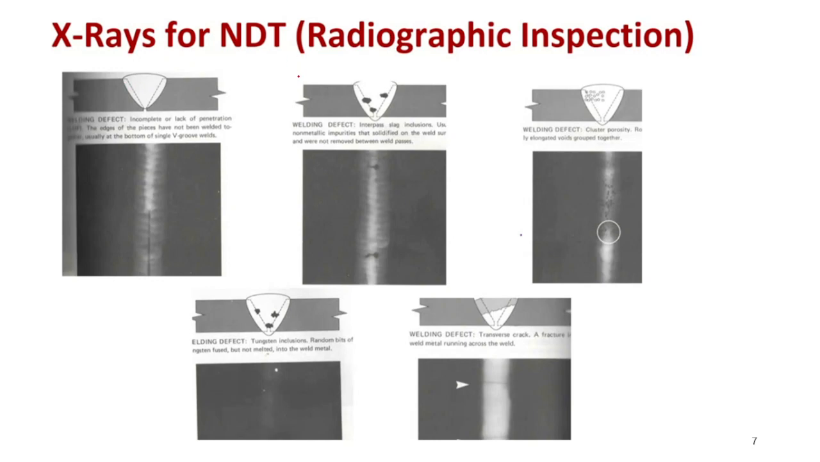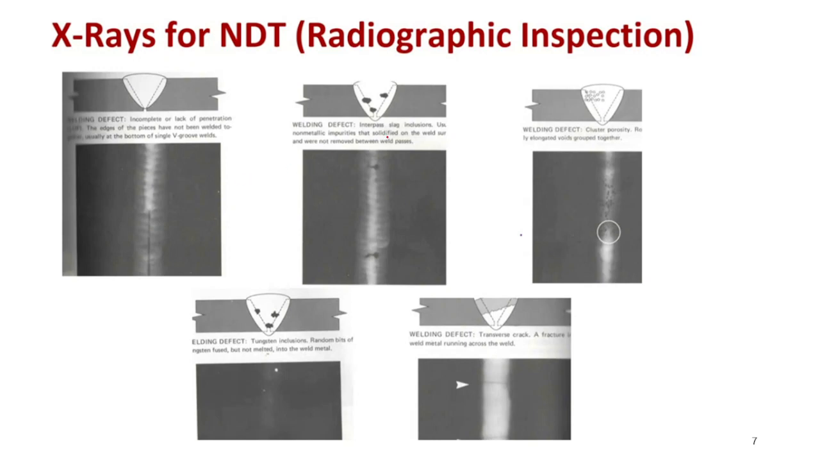So next, I think we already saw this. X-rays for NDT. How different X-ray images show different results. All of these are X-ray techniques only. First thing we see is lack of penetration. The edges have not been welded, so I think there is some sort of defect in welding. There is improper penetration, so we are unable to see the full weld structure properly.